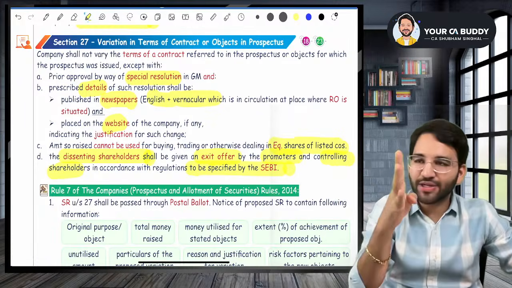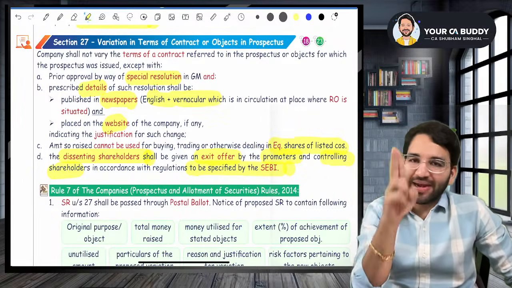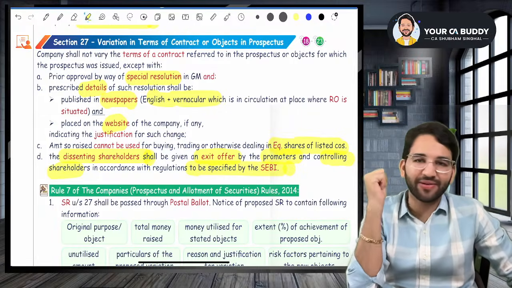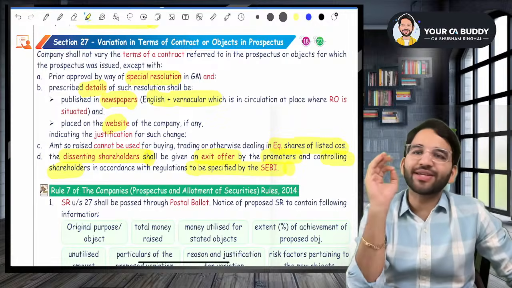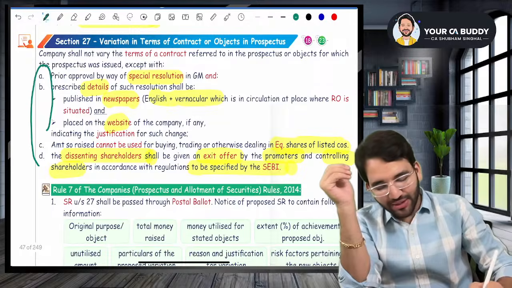So basically 4 conditions. Pass a special resolution. Publish the details in the newspaper and the website. Number 3, sir, you cannot use that amount for trading in listed shares or equity shares of a listed company. Number 4, the dissenting shareholders will have to be given an exit offer. Are you with me? Yes, sir. So these are the 4 conditions that you have to comply with.